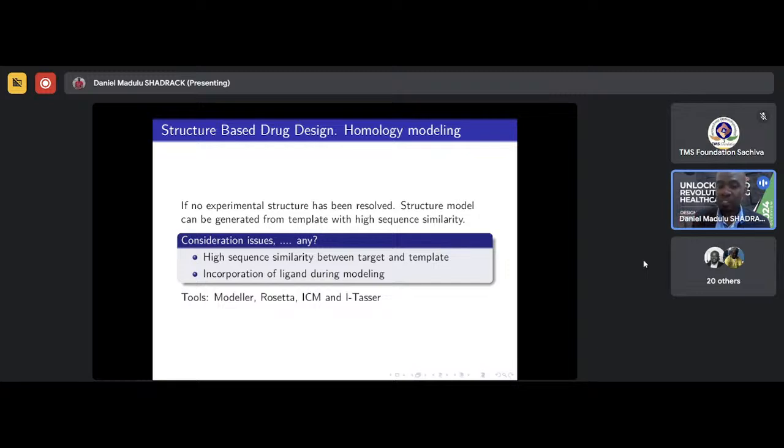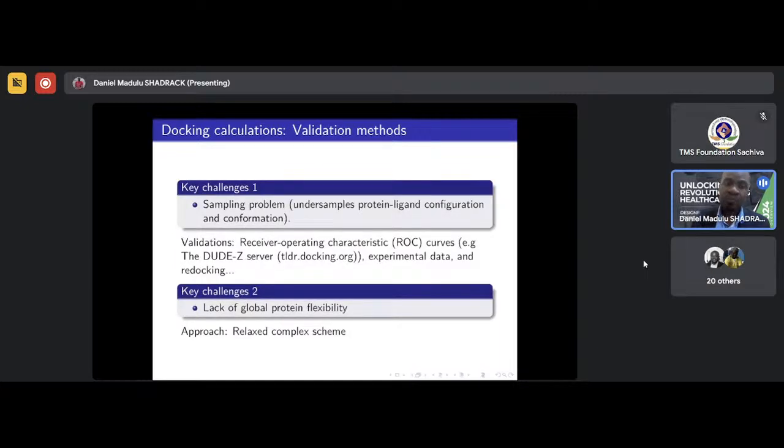There are very key issues that you see: the sequence similarity between target and template, and the alignment during modeling. There are tools that are good, like Modeller, SWISS-MODEL, and others. They are very good, but there are some challenges that need to be undertaken, and they need to be validated.